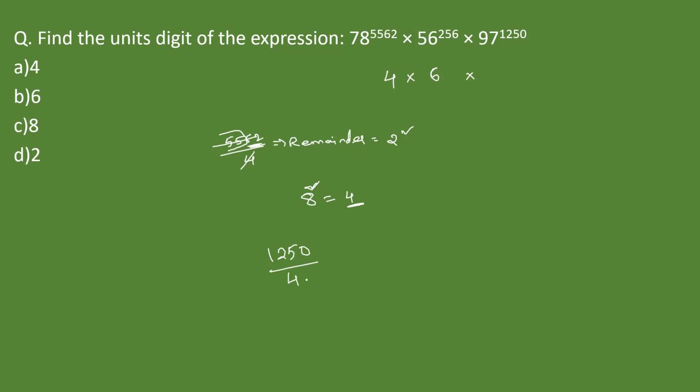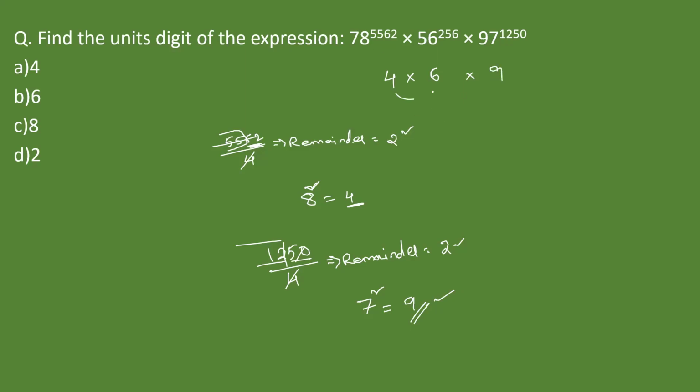Similarly, we will divide it with 4. Why? Because for 7 also we have 4 chances. Don't bother about these 2. We will consider only 50 by 4. What is the remainder we will get here? 2. Remainder here also we will get 2. That means 7 square. 7 square is what? Actually 49. What is the unit digit there? 9. So 9. Okay, these are the unit digits.